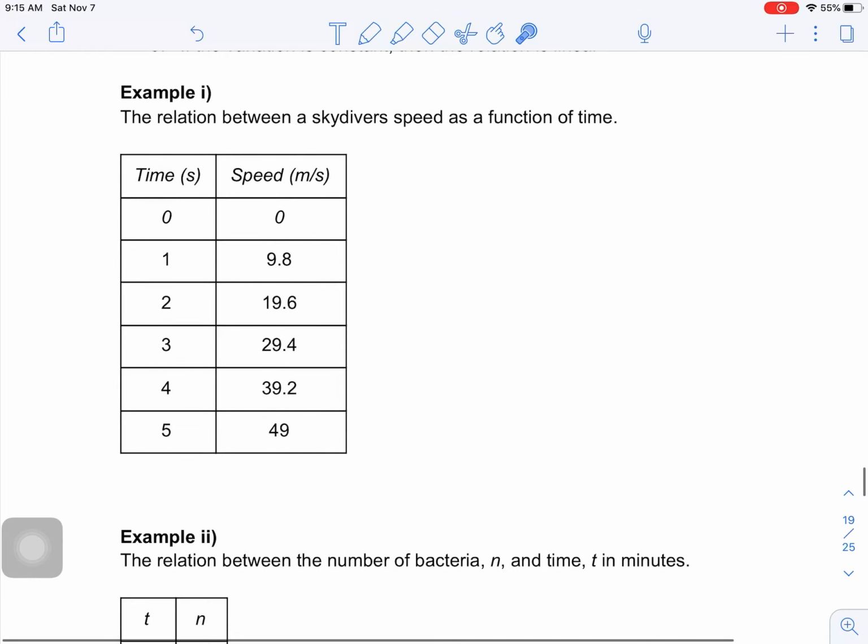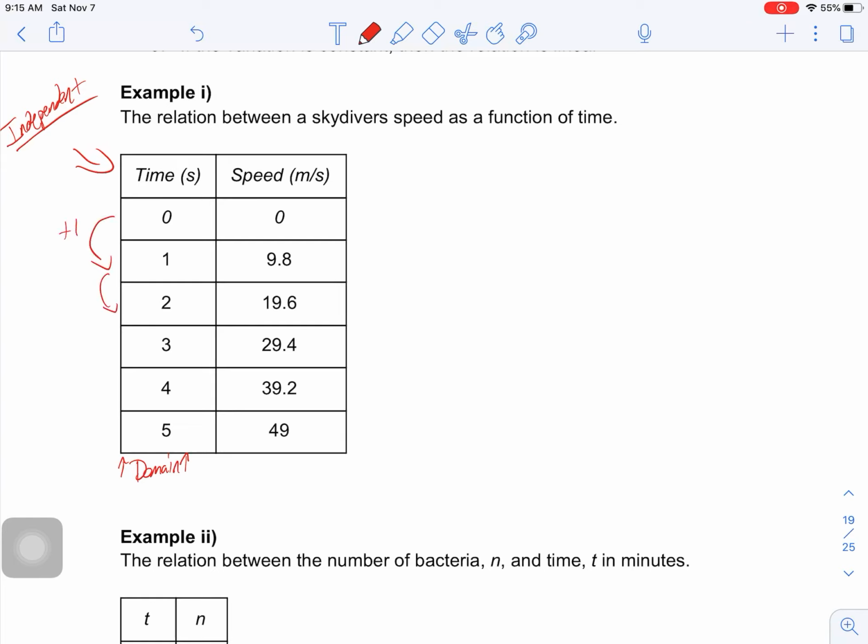So let's look here, example one. These are our independent variables because they are on the left-hand side, and this is our domain above here. What is our domain going up by? Well, we're going from 0 to 1, which is plus 1, 1 to 2, which is plus 1, 2 to 3, which is plus 1, 3 to 4, which is plus 1, 4 to 5, which is plus 1. So from there, we can see that, hey, this is going up by a constant rate, but we have to make sure both are. So let's check over here.